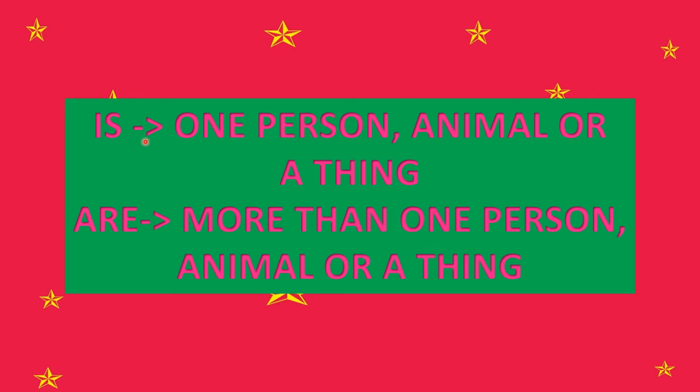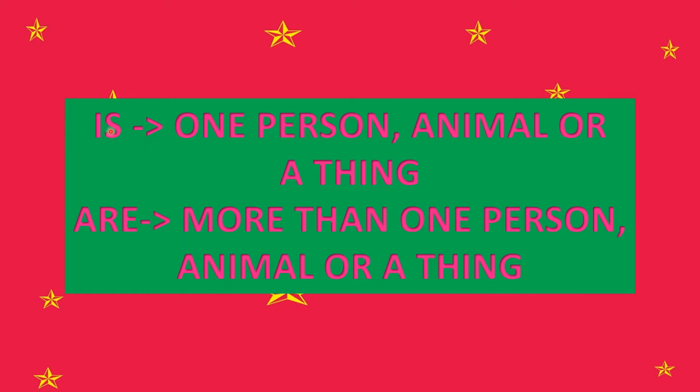Is is used with one person, animal, or a thing. Okay? Is is used for one person, one animal, or a thing. Now R, I told you, it is used with what? It is used for many. So here, see children, are is used for more than one person, animal, or a thing.